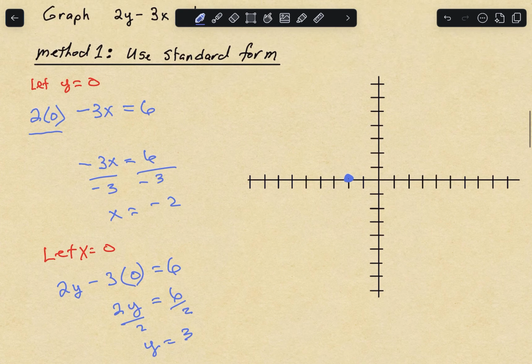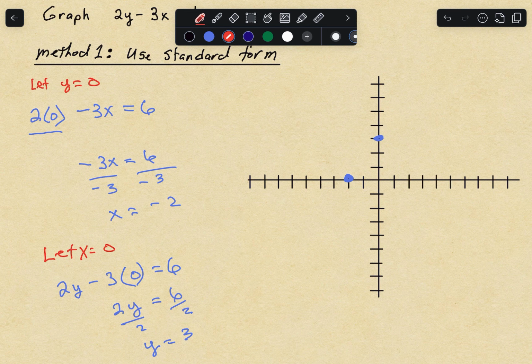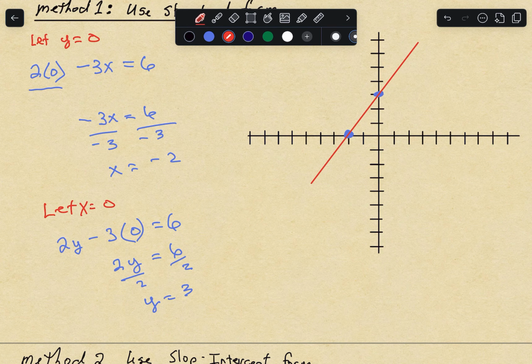So if y equals 3, we know that point is right up here, 1, 2, and 3. Now I'm going to make the line red since we did the other one the other way around. Now you take this right here and you draw a line through those points, just like that. Now that's the cool thing about standard form, because you don't have to do this up and over.